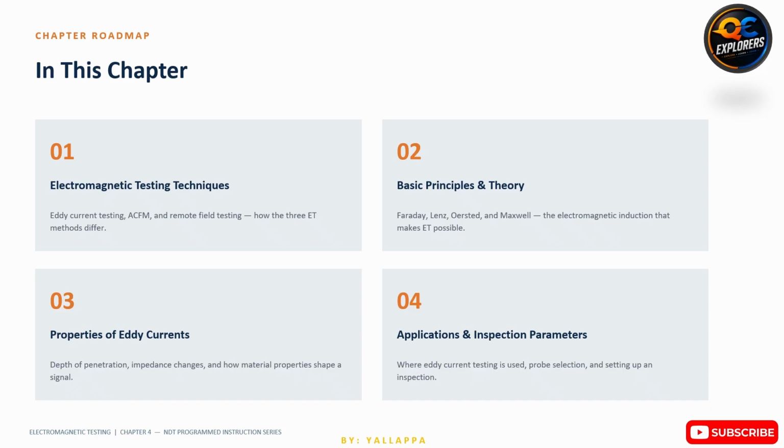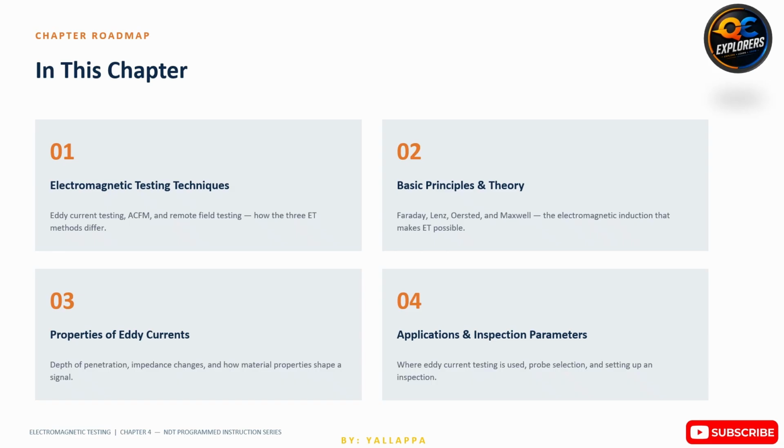Before anyone can confidently perform eddy current inspections, they must understand the science behind them. We'll study the pioneering work of scientists such as Hans Christian Oersted, Michael Faraday, Heinrich Lenz, and James Clerk Maxwell, whose discoveries established the relationship between electricity and magnetism. You'll learn how electromagnetic induction generates eddy currents, and why these currents form the basis of modern electromagnetic inspection.